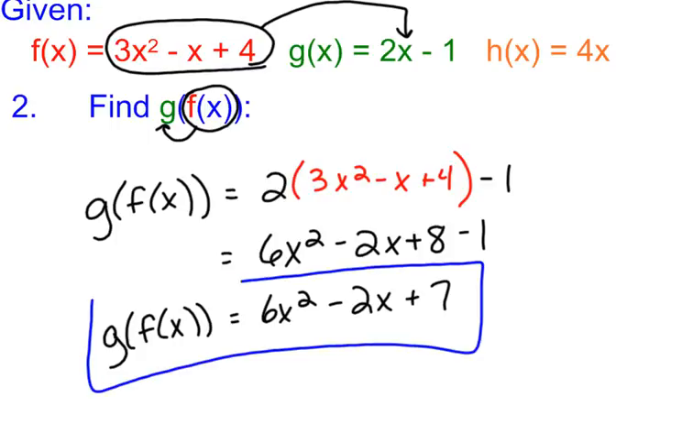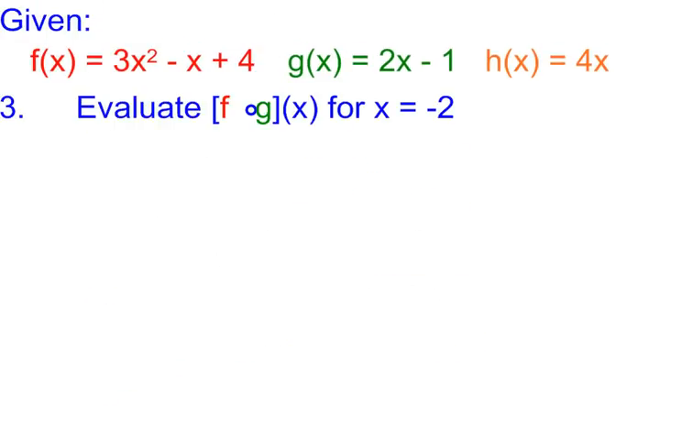Remember, you're always working inside out when you're doing these. So now if you flip to the back of your notes, you'll notice we have three different functions again, same ones, and it says find f of g of x for x equals negative 2. So now what they want us to do is substitute negative 2 in for x. So how this works is we still work inside out.